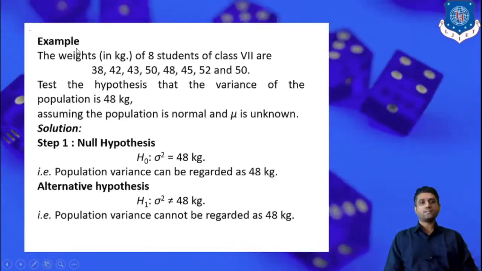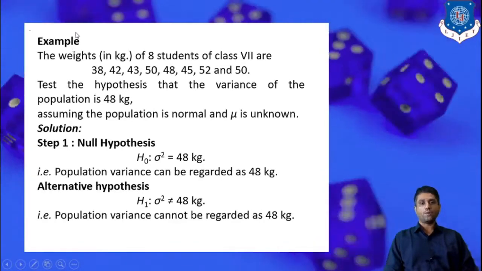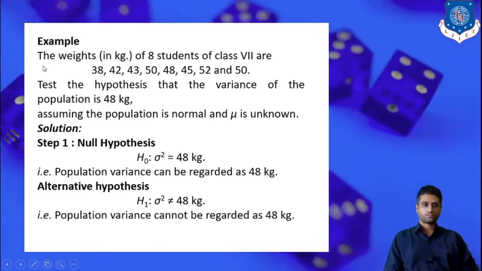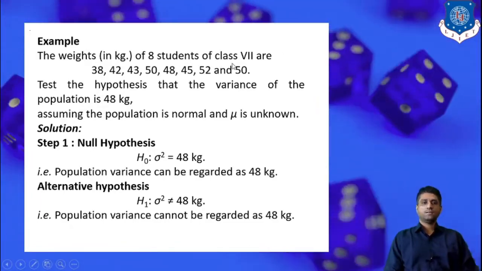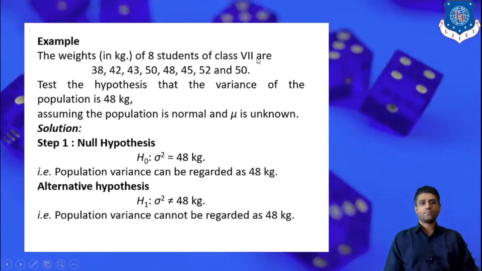So let's start the example for better understanding of the chi-square distribution. The question tells that the weight, given in kilograms, of 8 students of the class, say 7. So the observation tells that they have to collect the data from the 7th class students, and there are a total of 8 students whose weights are reported respectively as 38 kg, 42 kg, 43 kg and so on, 50 kg.